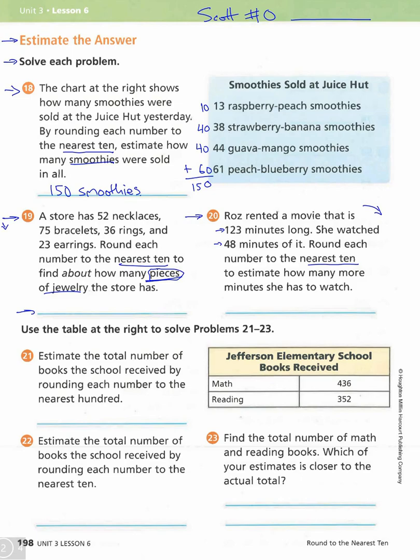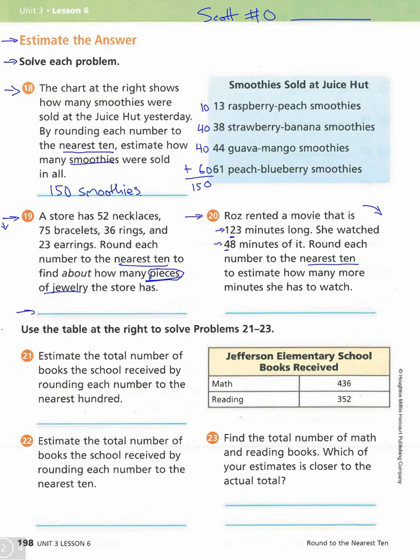So remember, 123, we're still looking at the digit in the tens place, right? That 48, we're looking at the digit in the tens place. That's what we're rounding to. So go ahead, pause the video, finish that up, and then when you're ready to go on, we'll look at the next section.